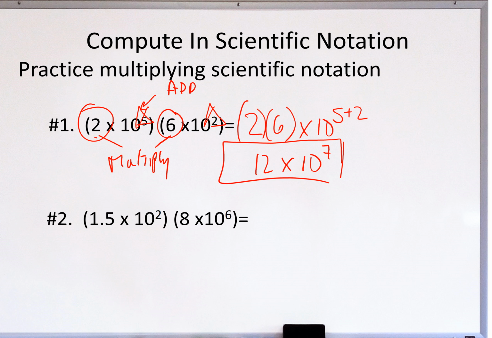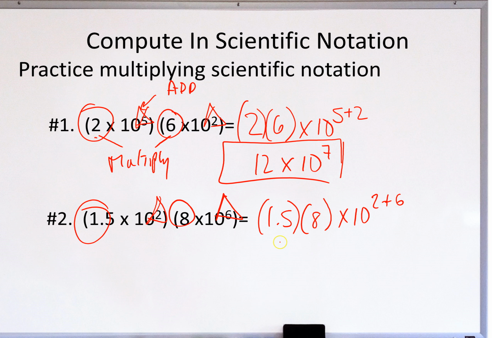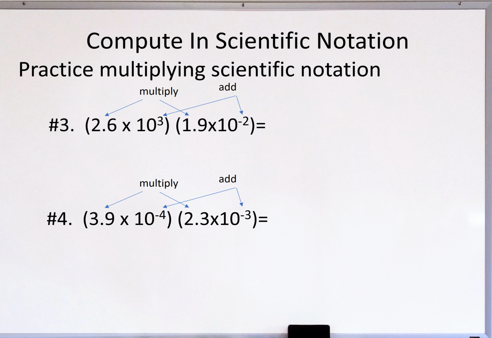My next problem, same procedure. I'm going to multiply my first two numbers, and I'm going to add my exponents. So I have 1.5 times 8 times 10 to the power of 2 plus 6, which gives me 12 times 10 to the power of 8. Just follow the rules. Problems 3 and 4, doesn't matter if you have a decimal, it's the same procedure.